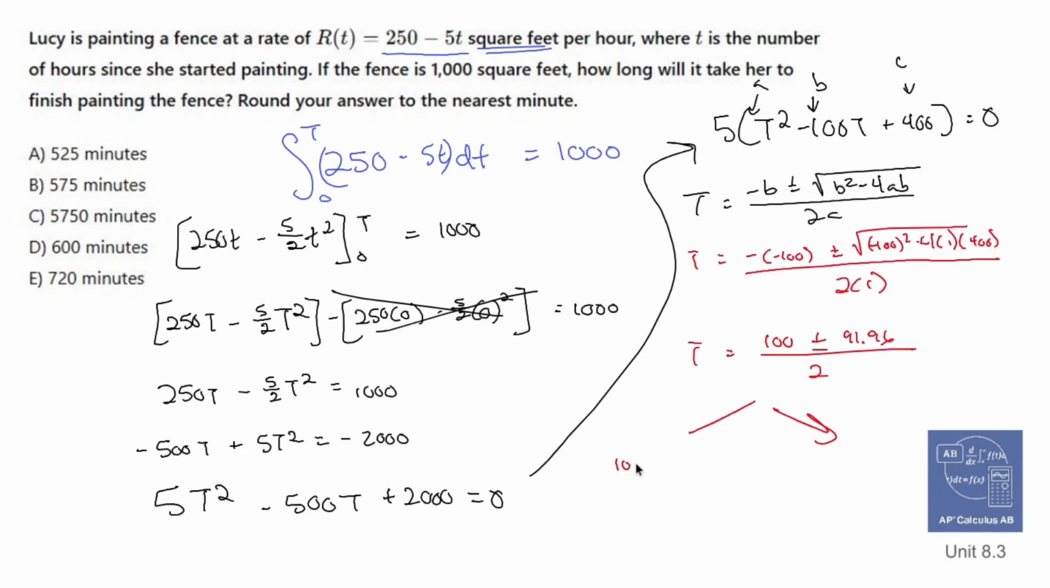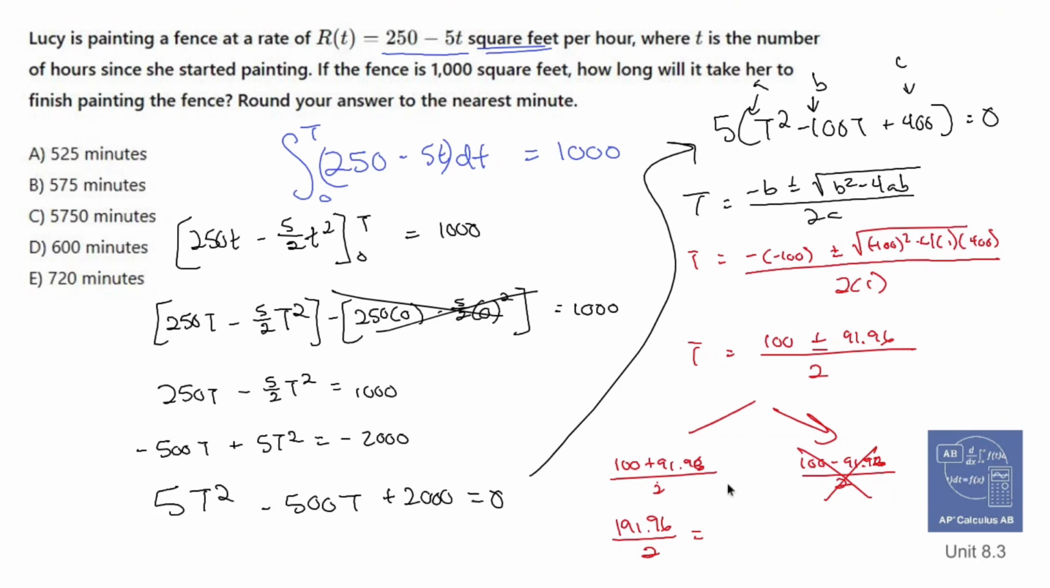So we have two options here: 100 plus 91.96 all over 2, and 100 minus 91.96 all over 2. Now, here's what we have to keep in mind. That minus represents a time, so that's not going to make sense. So we're going to have 191.96 all over 2.